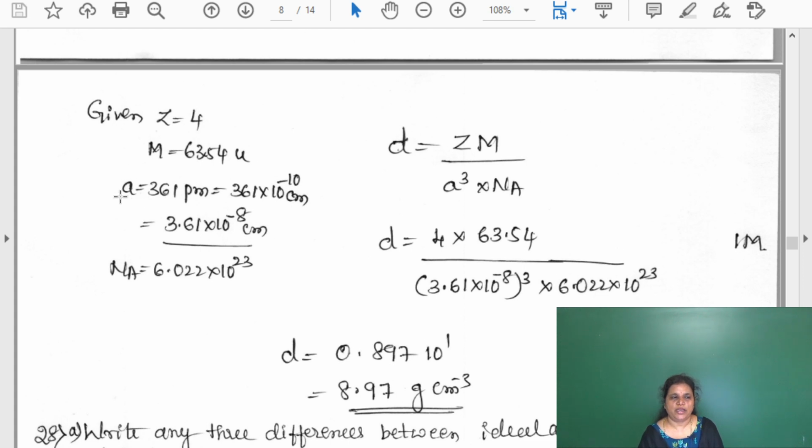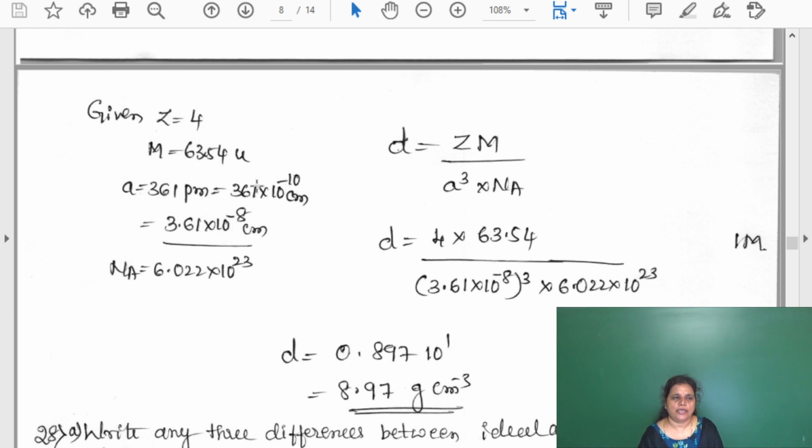A is given, the edge length 361 picometer, and we convert it into centimeter. So 361 into 10 power minus 10 centimeter. Simplifying this, it is 3.61 into 10 to the power of minus 8 centimeter. You can write it as it is, or convert it to this form, because when 8 is cubed it becomes 24, and it is easier to simplify the calculation here. Hence I took it as 3.61.